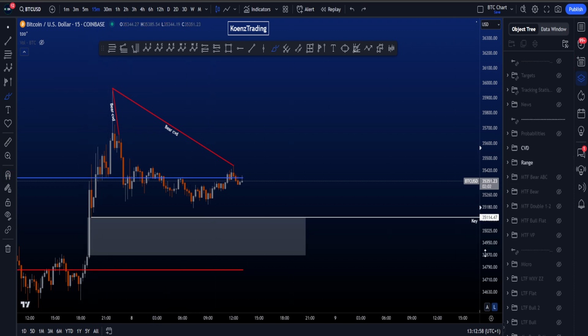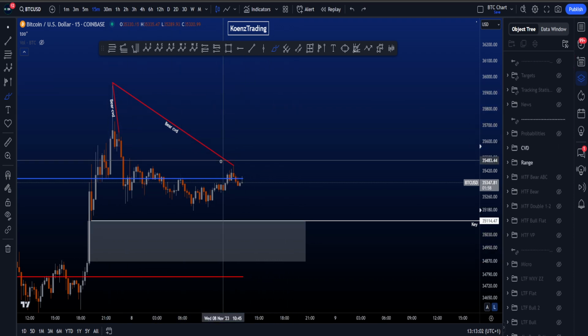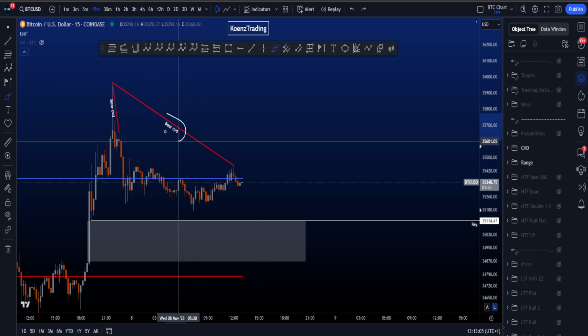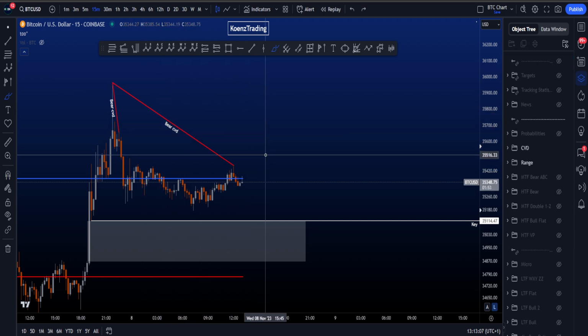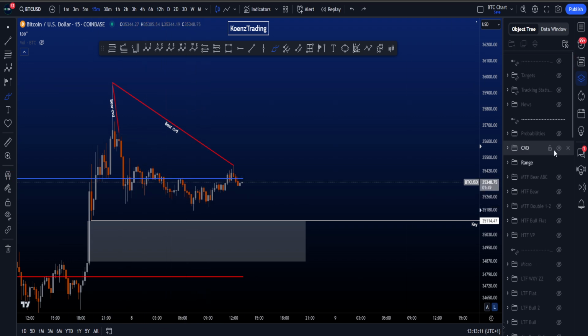So yeah, it could be interesting to test the high of this gap, but there's a lot of room above price still. So even if price would move to the upside, the bearish CVD divergence will just move up with price. It's invalidated if price takes the high, it played out if price takes the low.